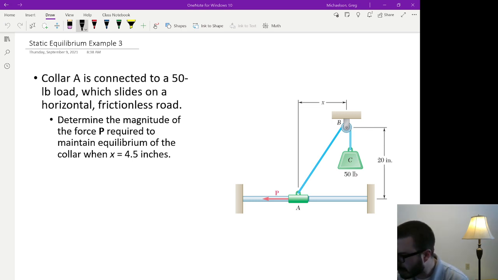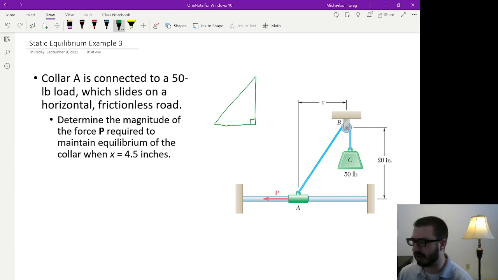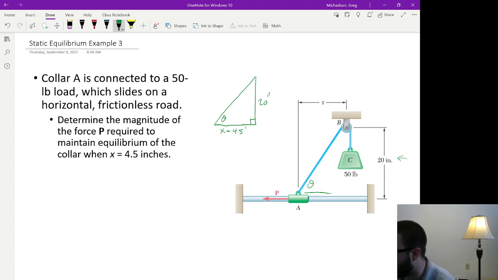Now, first off, before we do anything, let's handle the trig. So we know that we've got this right triangle here, and we know that this is 20 inches from the height. Ultimately, what I'm trying to do is figure out this angle here, this angle theta. We were told in the problem that x is 4.5 inches. The whole point is to find the force required to maintain equilibrium when that distance is 4.5 inches.